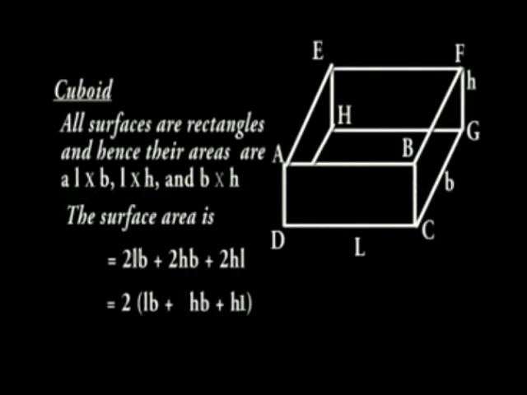Surface area. Surface area of a solid is the sum of the area of all its sides. Cuboid. All surfaces are rectangles and hence their areas are length times breadth, length times height, and breadth times height. Total surface area is 2 into LB plus HB plus HL.